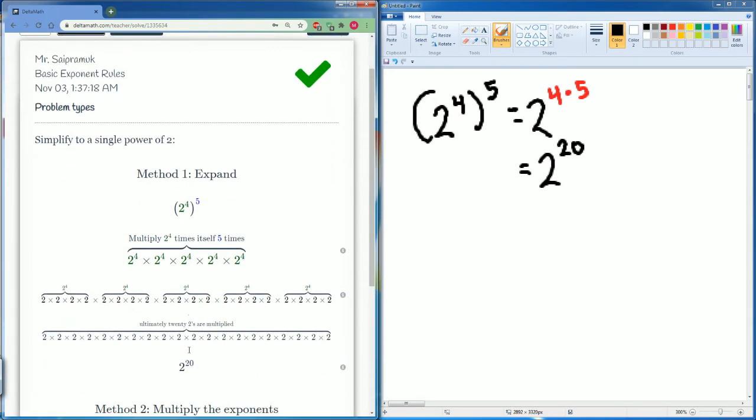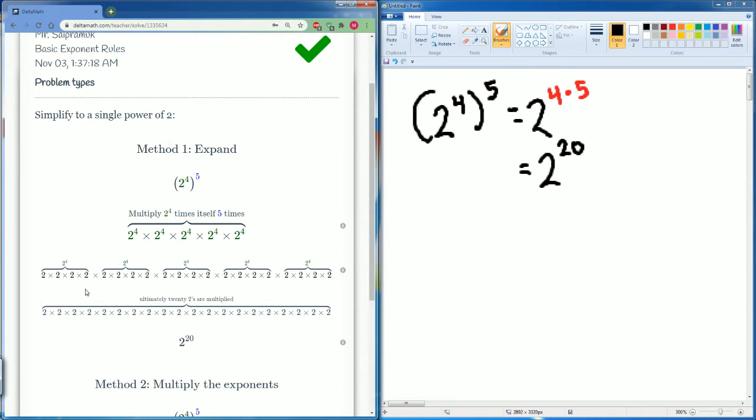If you would like to see it, they explain it in very interesting detail here. They show that this is 2 to the 4th power, and they had that to the 5th power. That means it is going to be multiplied 5 times. Together, there are twenty 2s. So it's 2 to the 20th power.